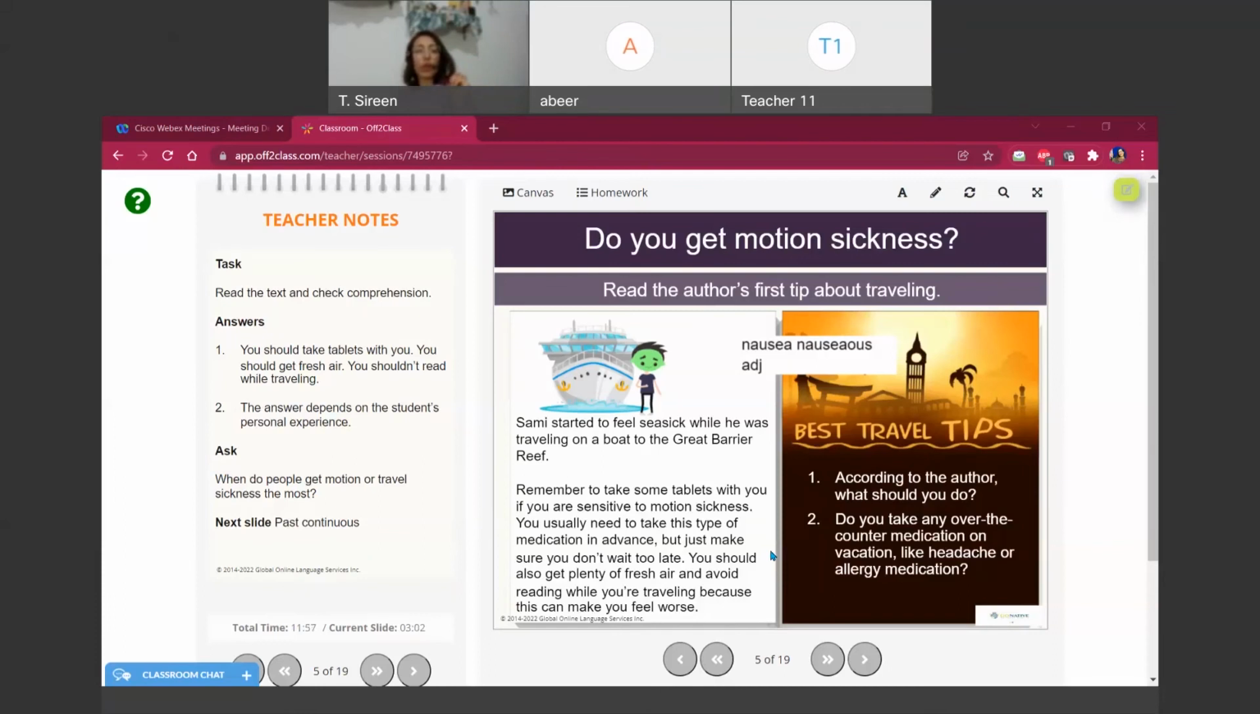Maybe. طيب here, so according to the author, what should you do? What does he say? Do you find any other difficult words? No.